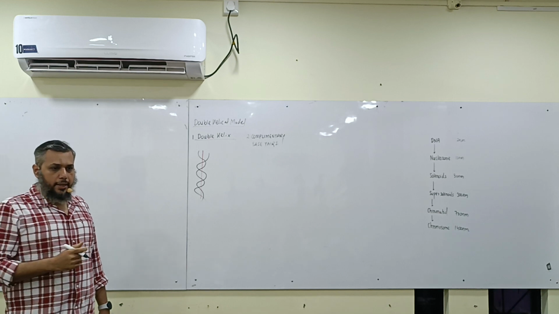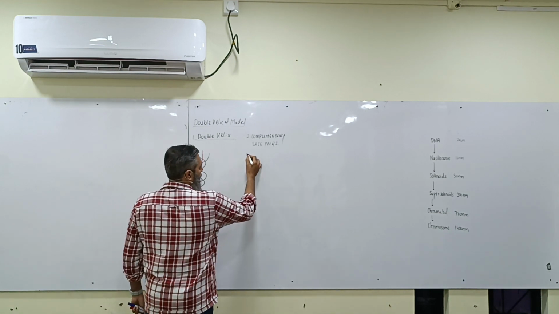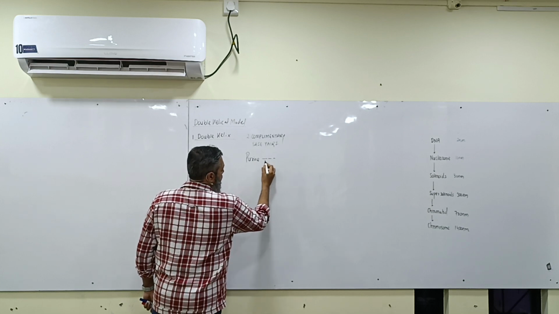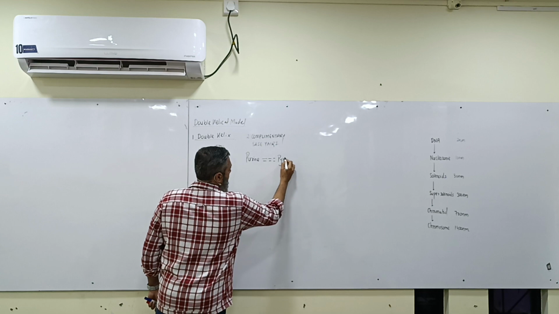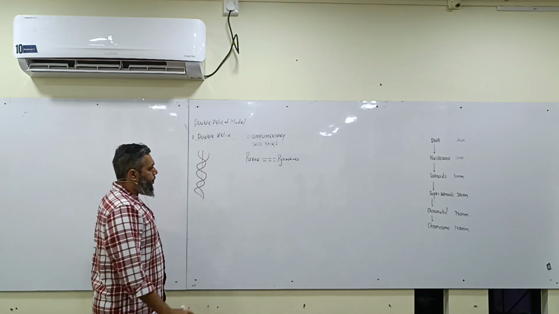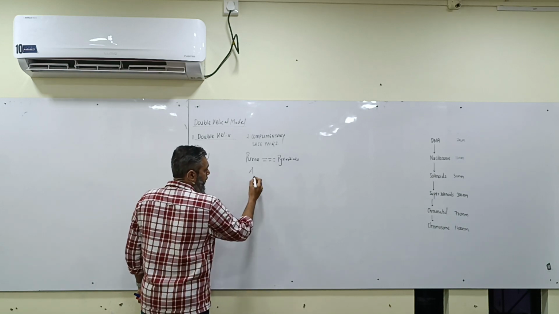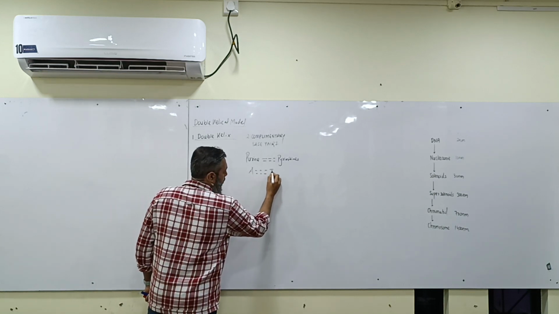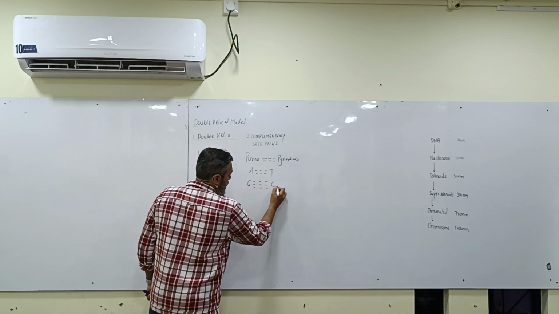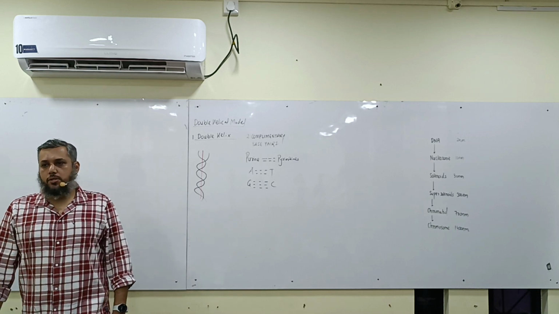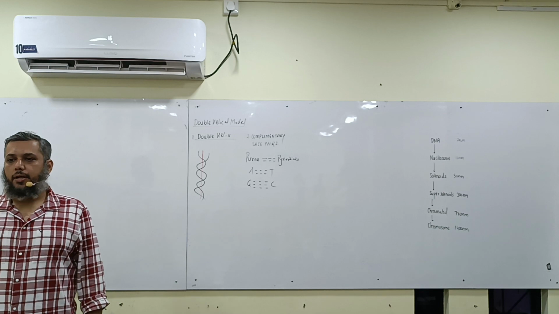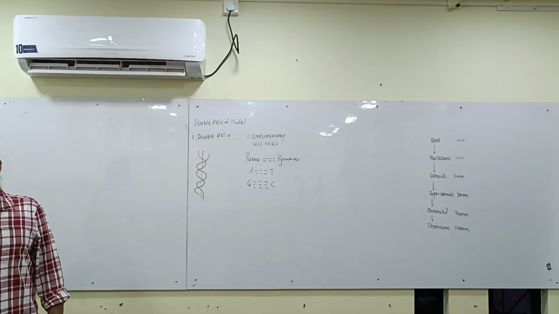That the purine always base pairs with whom? Pyrimidines. And adenine base pairs with two weak hydrogen bonds with thymine. Guanine base pairs with three weak hydrogen bonds with cytosine. This is called complementary base pairing. So the DNA follows a complementary base pairing ratio.